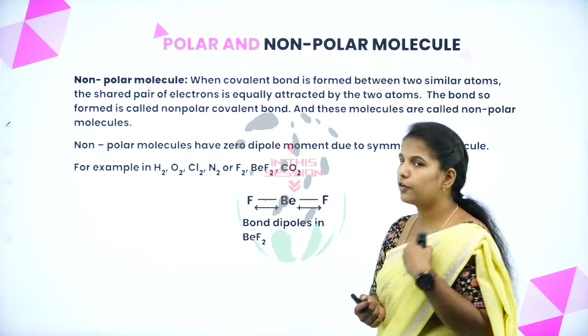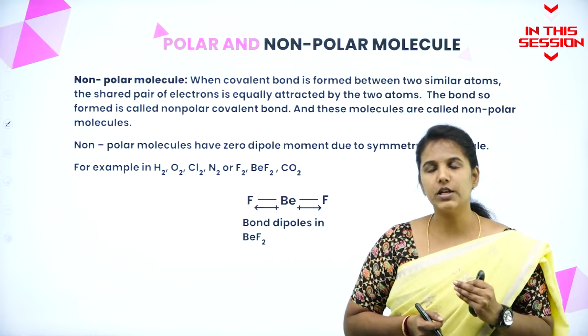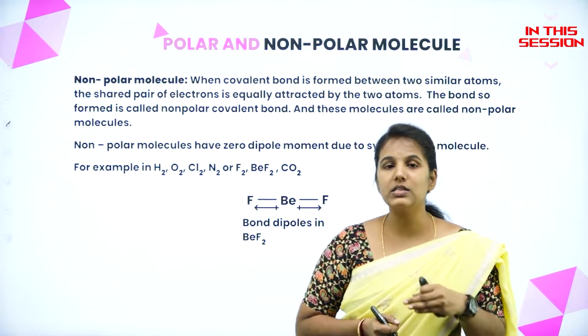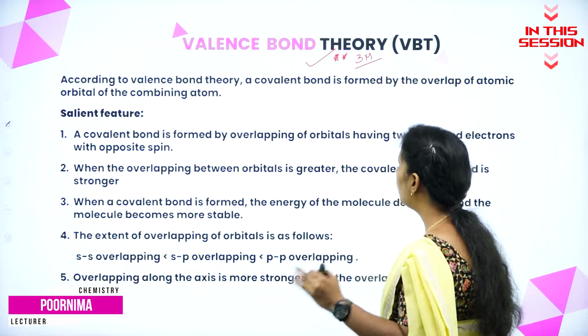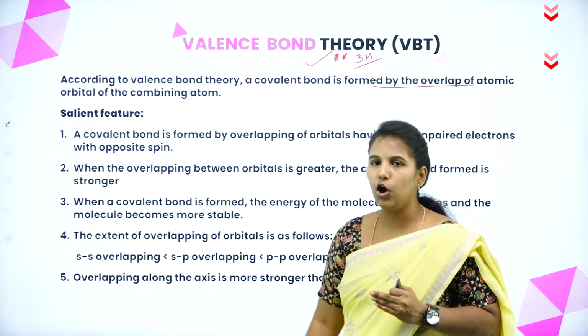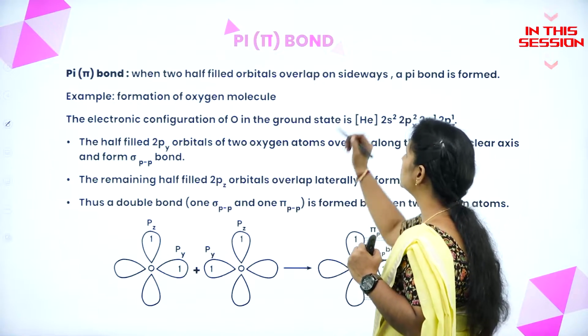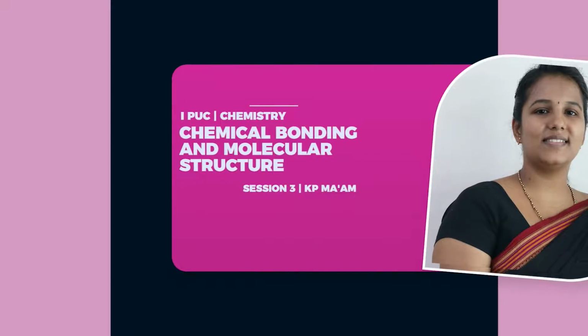Non-polar molecules are formed because of the covalent bond and usually they exist between the similar molecules. So according to the valence bond theory, covalent bonds are formed by overlapping of atomic orbitals of combining atoms. When two half-filled orbitals are overlapped sidewise, the pi bonds will be formed.